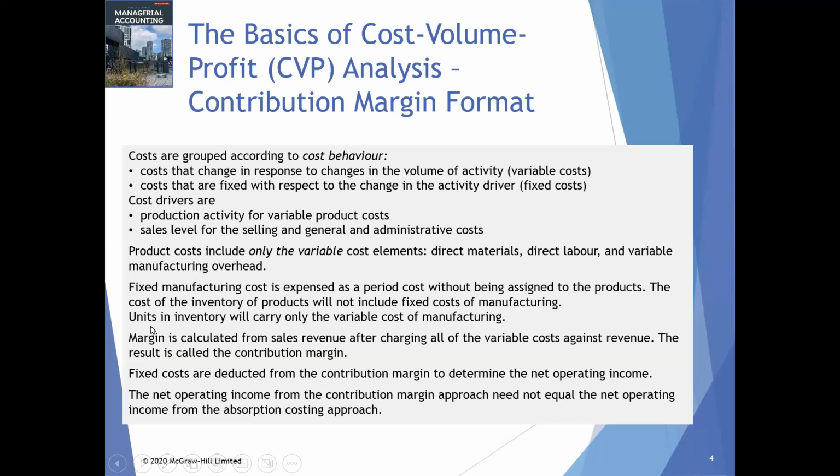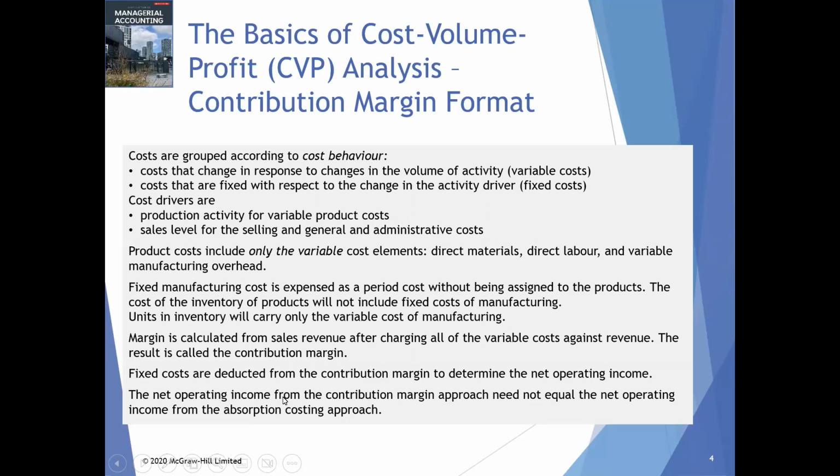Units in inventory will carry only the variable cost of manufacturing. So ultimately, again and again, the same thing is repeating, right? The units of inventory, the closing stock that we will calculate, will carry only the variable cost of manufacturing. Margin is calculated from the sales revenue after charging all the variable costs against the revenue. So revenue minus all the variable costs, the result will be the contribution margin.